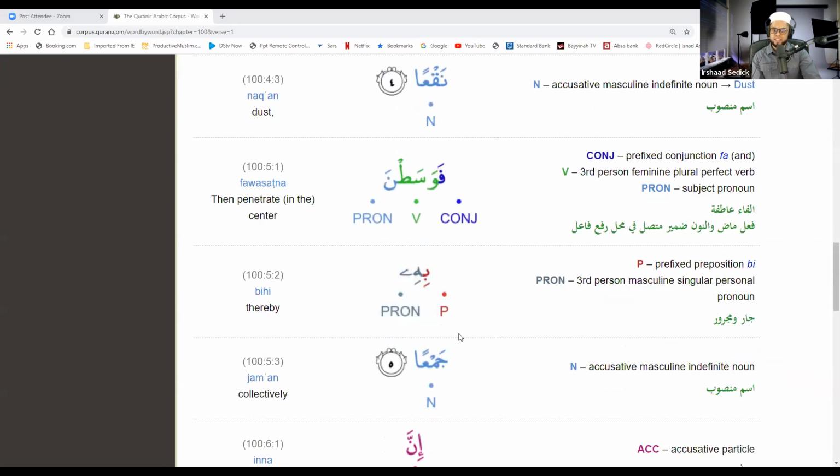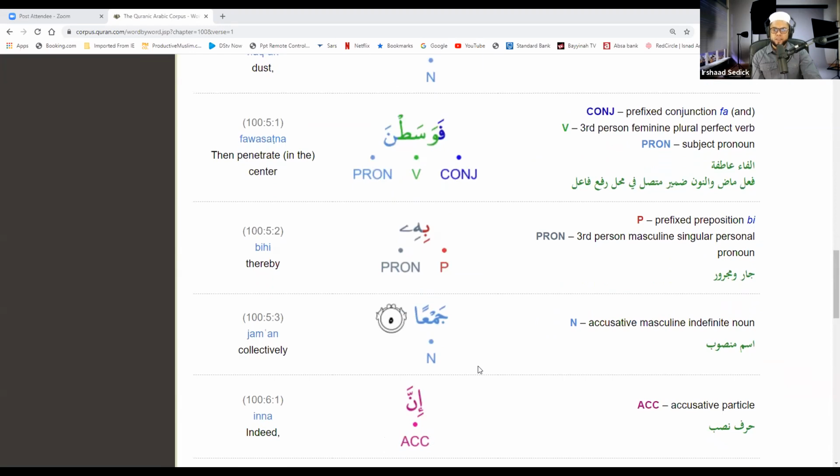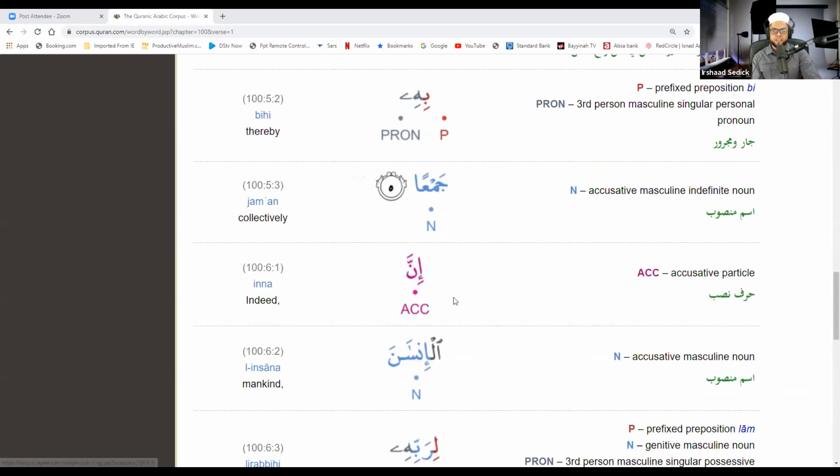Bihi, I think that's pretty clear. Jar wa majroor. Jam'a, and this is your maf'ul. So you had your fi'l, which was wasata. Then you had your fa'il, which was the nun an-niswa. Right? That's what you call it. And then you have your maf'ul, which is jam'a. فَوَسَطْنَ بِهِ جَمْعًا. Inna.